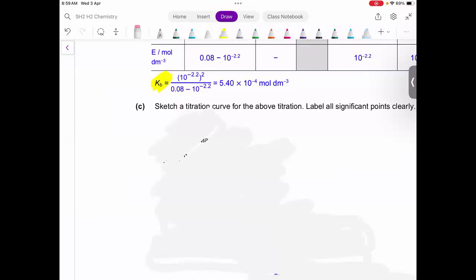No, it's the negative log of 0.1. So the negative log of 0.1 is 1. So that is pOH. Therefore, pH is 14 minus 1. But it's a strong base, so the calculation is quite fast. If it's a weak base, then you need to do the Kb expression.